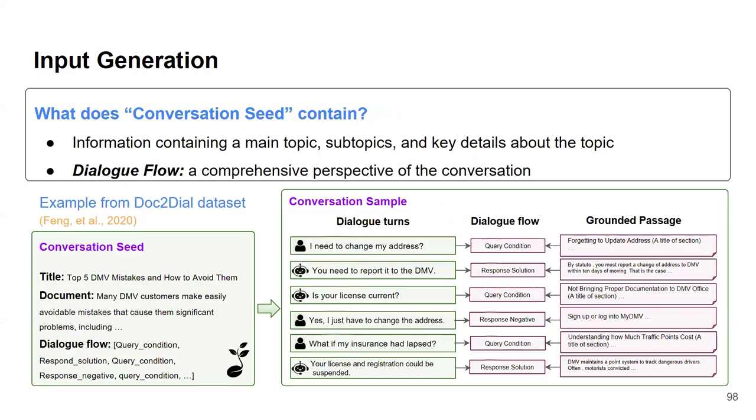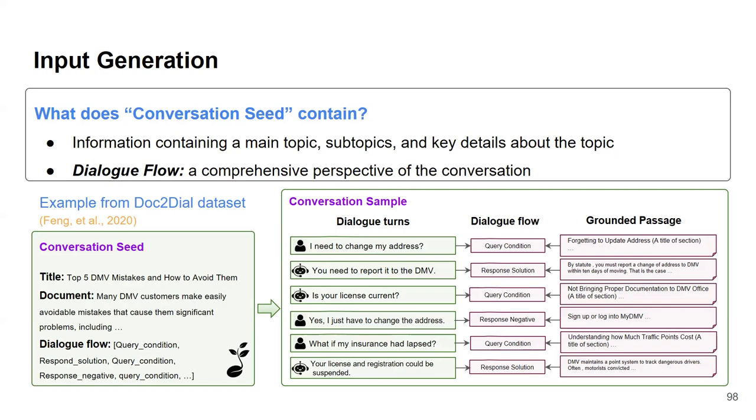First, let's talk about the conversation seed and the dialogue flow. As we mentioned, each conversation revolves around a topic, and maybe it starts from some general concepts of the topic and then goes to the details. So for generating a conversation sample, we need to define this topic. In the conversation seed, we are going to have the main topic, maybe some subtopics, and also some key details about that topic. The second section of the conversation seed is the dialogue flow. That is the comprehensive perspective of the conversation, and the conversation will be grounded on it.